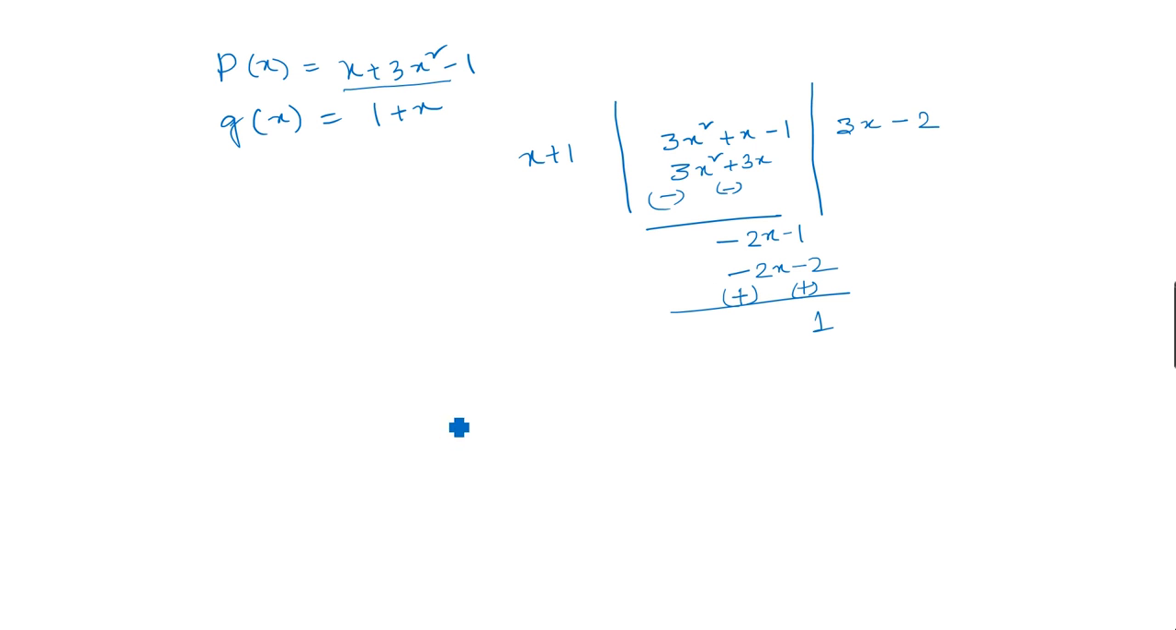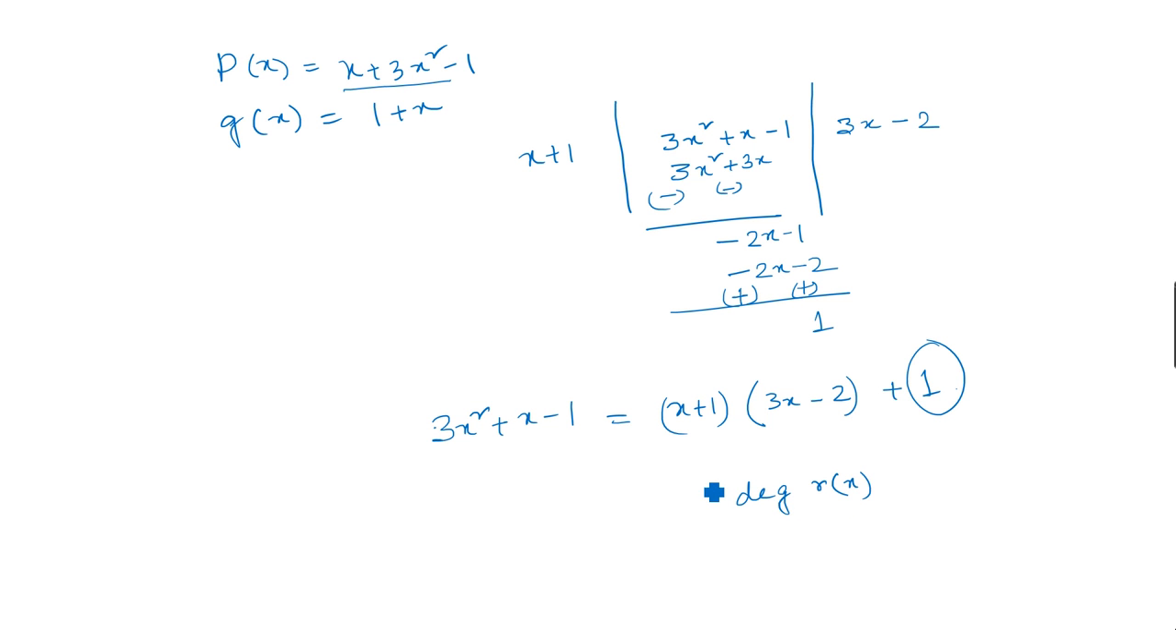Okay, so what can we write? We can write 3x square plus x minus 1 equals x plus 1 into quotient, that is 3x minus 2, plus remainder, that is 1. Here one thing to observe is that the degree of the remainder is always less than the degree of the polynomial by which we are dividing, right? So the degree of remainder R(x) is always less than the degree of G(x), the polynomial we are dividing.